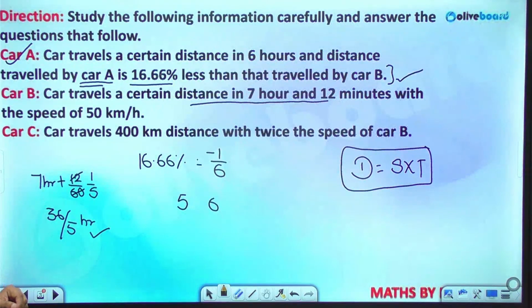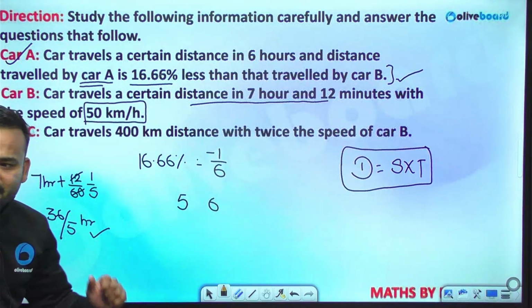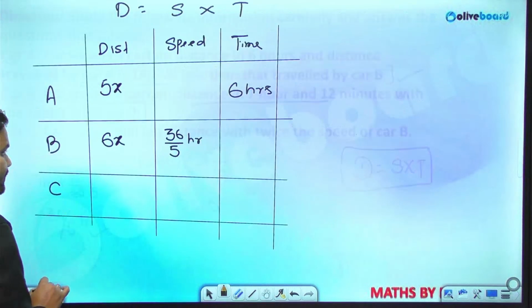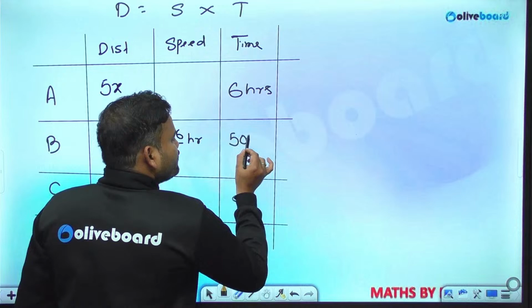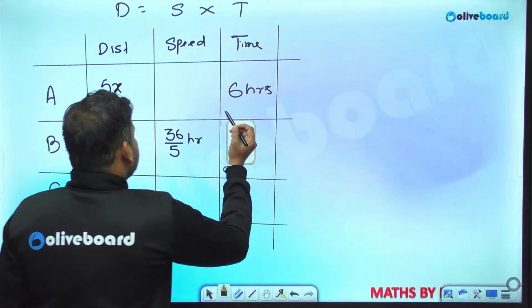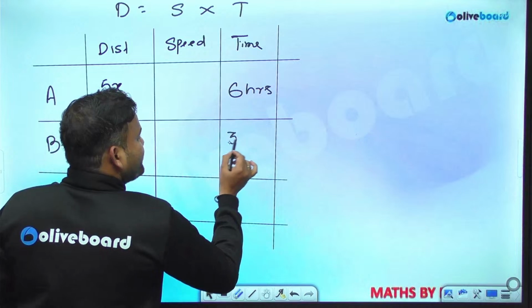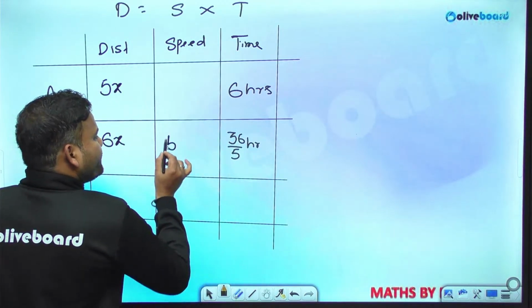Clear? With an average speed of 50 km per hour, the speed of car B is being mentioned over here. So what is the speed of car B? That is 50 km per hour. So let's put it over here. Speed of car B is 50 km per hour. Sorry, this was the time. This is 36 by 5 hours. And the speed of car B is 50 km per hour.